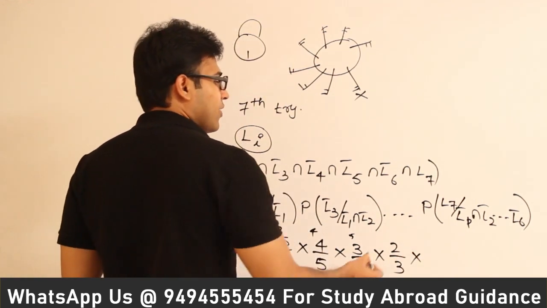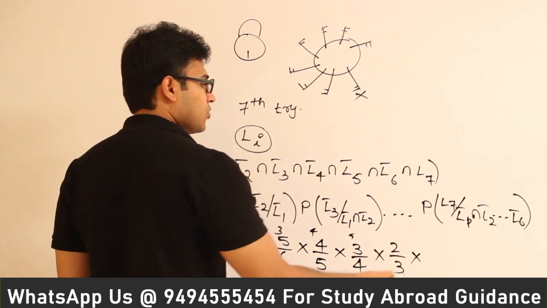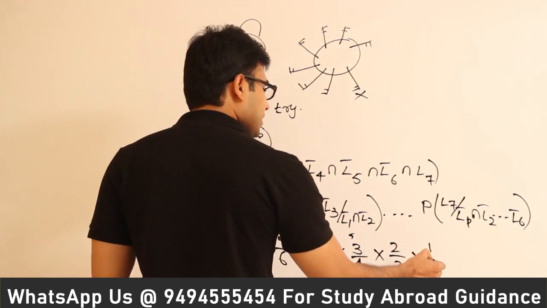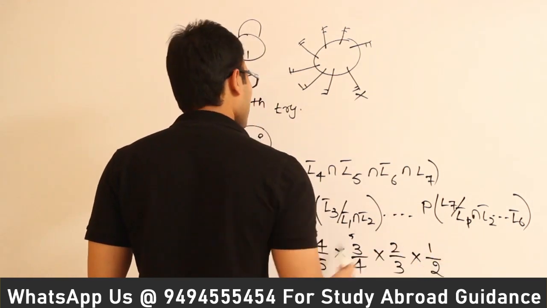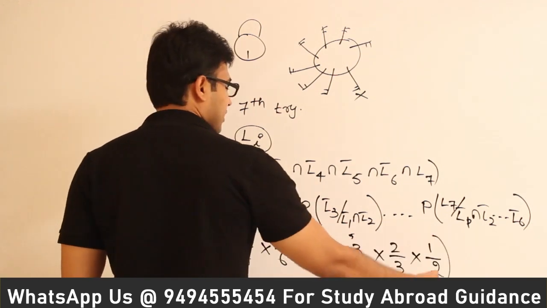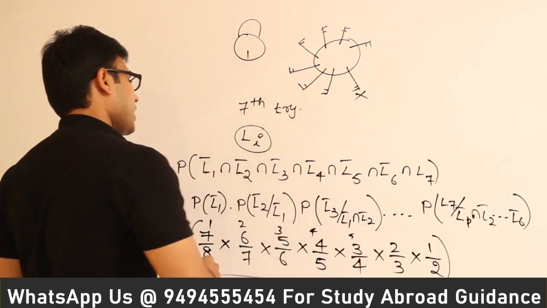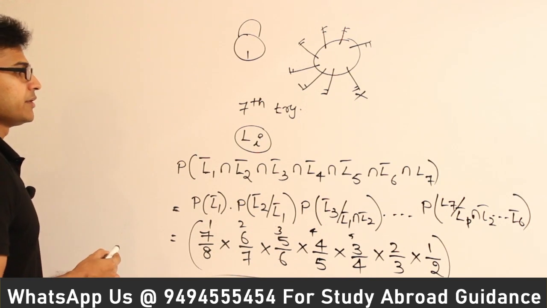try we have actually 2 keys remaining, out of which one is the right key and the other is the wrong key. So this is the answer, right? So again, this is also a kind of application of multiplication theorem.